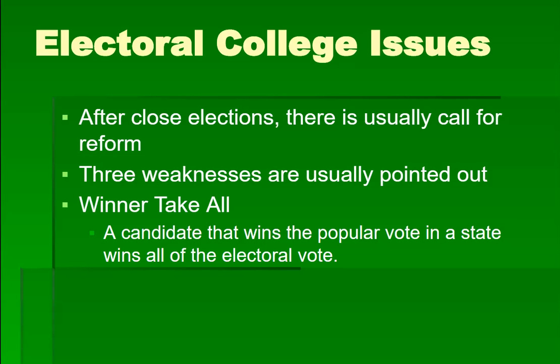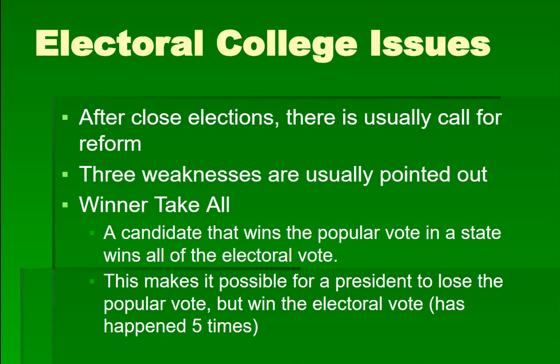If 51% of the state voted Republican and 49% voted for Democrat, then all of the state's electoral votes would go Republican. So this creates a system where the people in a state that's closely divided feel like they've been disenfranchised. This is also what makes it possible for a president to lose the popular vote but win the electoral vote. This has happened 5 times now in all of U.S. history.